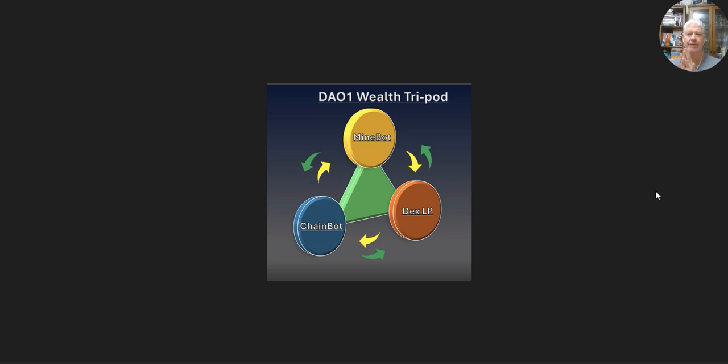Look at this image in front of you here, okay? Wealth tripod. Let's have a chat about this wealth tripod. So you've got something called a MineBot. How cool would it be if I can show you how on automatic you can mine a cryptocurrency coin? On automatic, how cool would that be, right? So you set up this mining bot and it will mine these coins on automatic, number one.